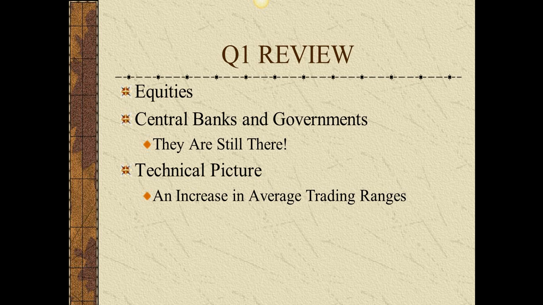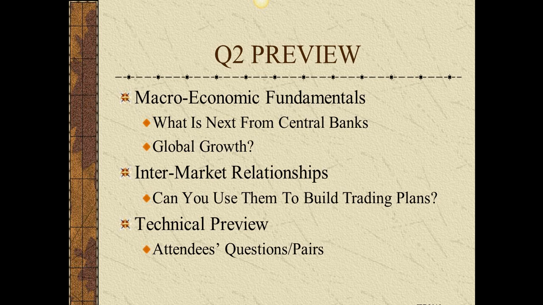If we need them to be there in the next week or two as we go into quarter 2, I don't think that they're not going to be there. Technical picture, I said an increase in average trading ranges. We saw that when there was some volatility, but overall, as I wrote in my commentary today, volatility has just kind of gone off again. I showed you that volatility chart. It's declined. Overall trading ranges aren't as big as we'd like them to be for day trading. They're still okay, but we definitely have to get used to range-bound markets.